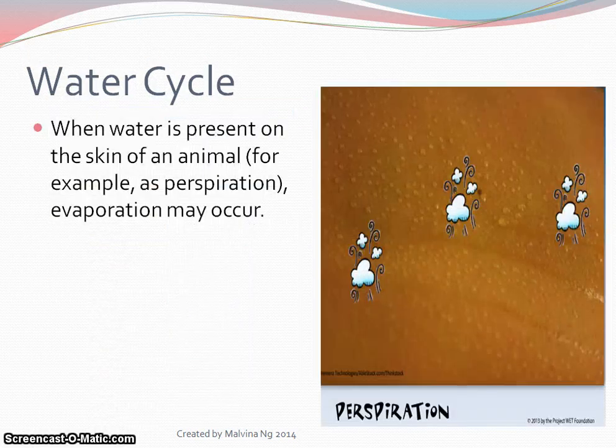When water is present on the skin of an animal, for example, as perspiration, evaporation will then occur. This explains why the perspiration on our skin will disappear, or evaporate, after some time.